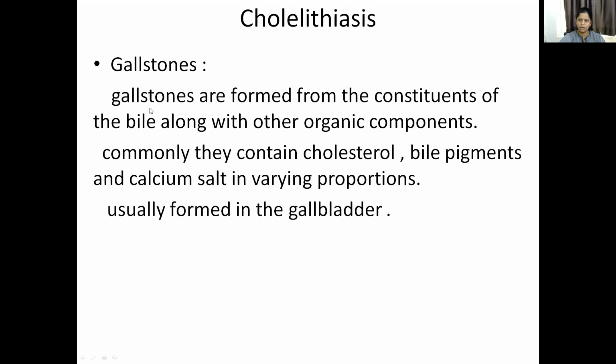Gallstones, how are they formed? Why are the stones formed? Normally, they're not present in the bile and the gallbladder, right? So gallstones are formed from the constituents of the bile in combination with other organic compounds. Commonly, they contain cholesterol, bile pigments, and calcium salts in varying proportions. The usual site of formation of gallstones is the gallbladder. Sometimes they can occur even in the bile duct.